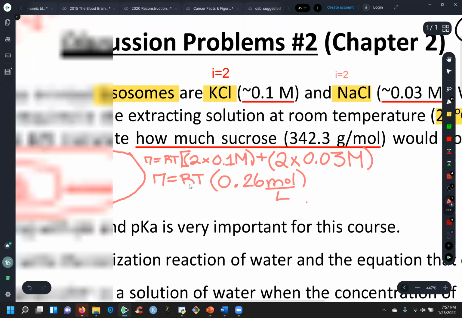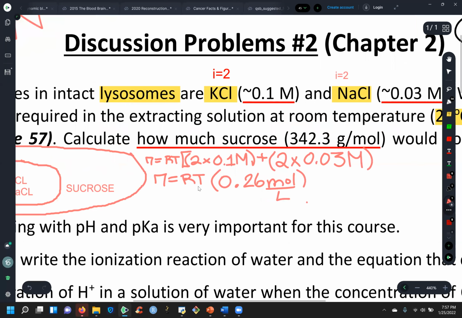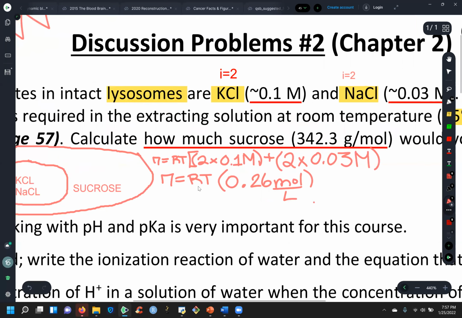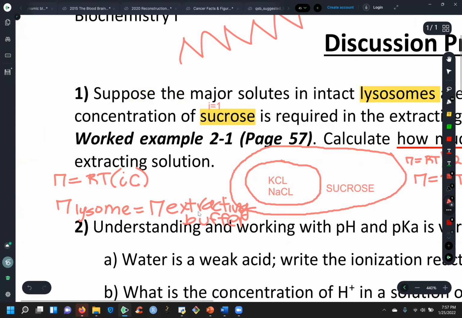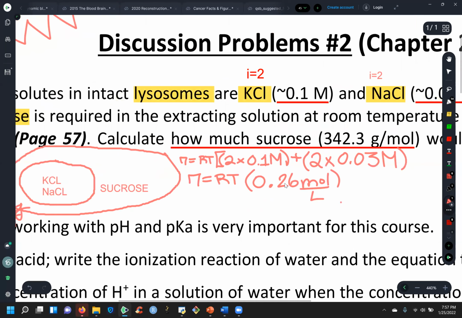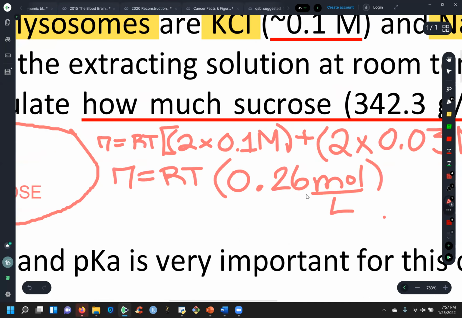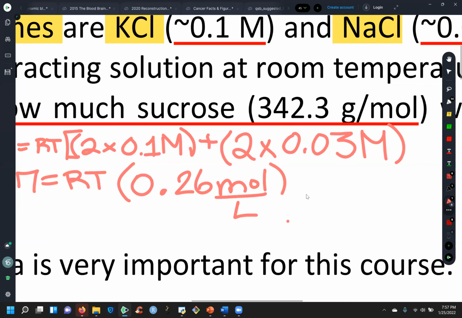You can add in the RT, but you don't really have to, because the osmolarity of the lysosome is equal to the osmolarity of the extracting buffer, so RT is on both sides and cancels out. That's why we just do this much math. This is the osmolarity for the lysosome. Because this is going to be an isotonic solution, the osmolarity for sucrose has to be exactly the same, so part of the answer is 0.26 moles per liter for sucrose.